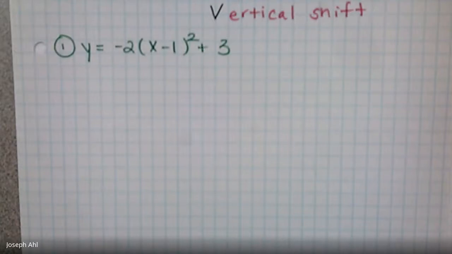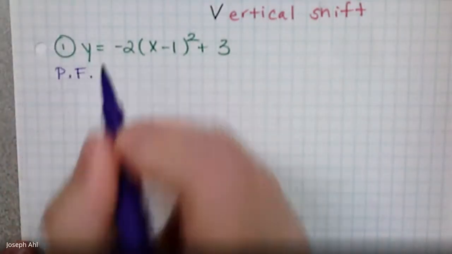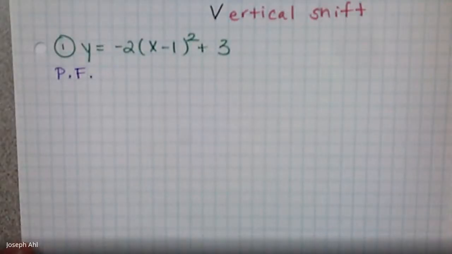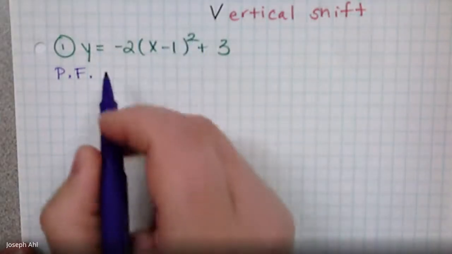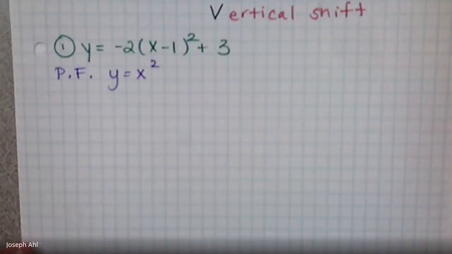Before we even get started in identifying what type of transformations are happening, I'm going to ask you in every case today to identify the parent function. Like which function that we know a lot about is being transformed in some way, shape, or form. And when you have this quantity squared, I'm hoping that you would say it's the function y equals x squared.